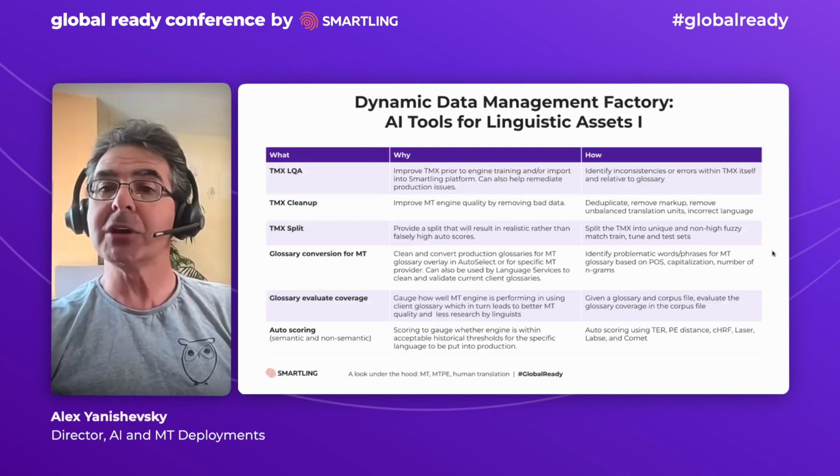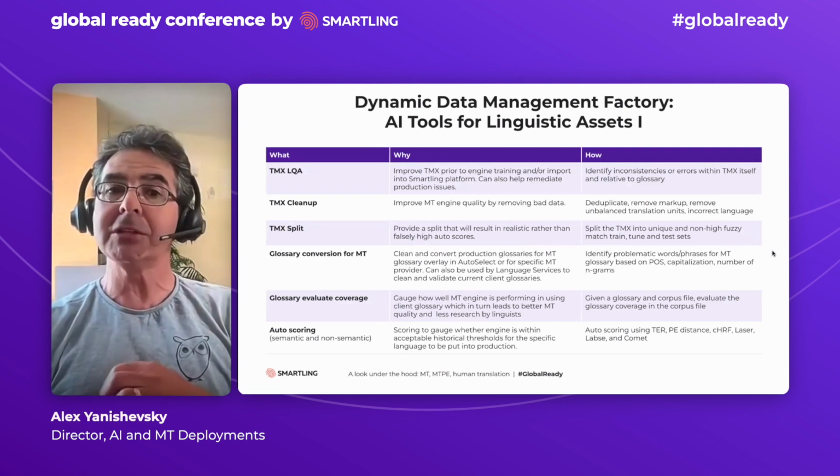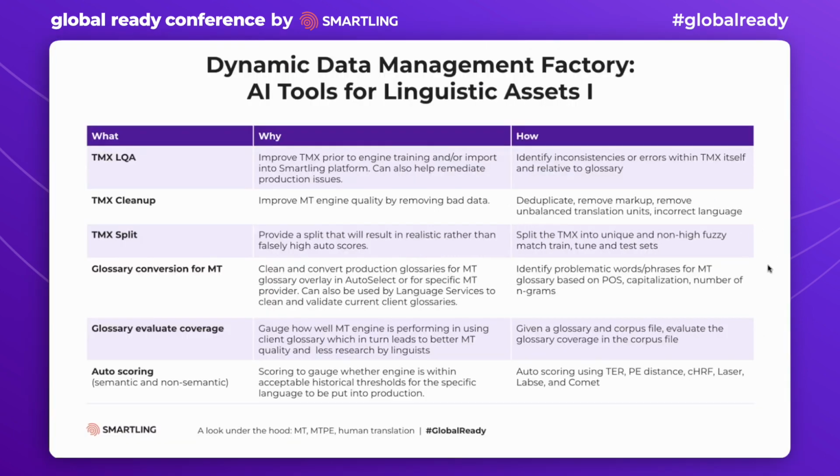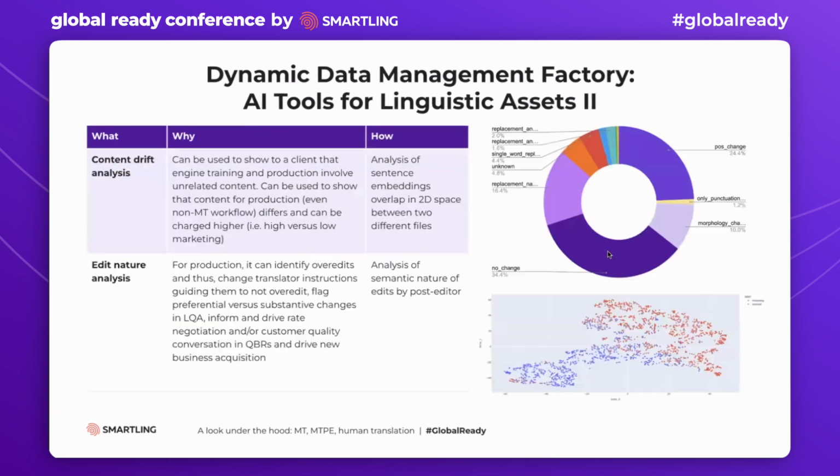So I wanted to talk, I started alluding to them a little bit, about some of the tools that we have that have AI underpinnings. I gave you examples of TMX LQA and how we can correct inconsistencies, examples of how we do a cleanup on translation memory files, how we split it to ultimately train a machine translation engine. I just showed you this example of glossary coverage and auto scoring. The other two things that we've done, and these are very, very state of the art, very neat things, is this idea called content drift analysis and edit nature analysis.